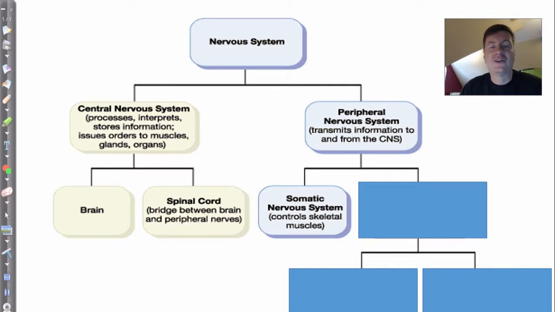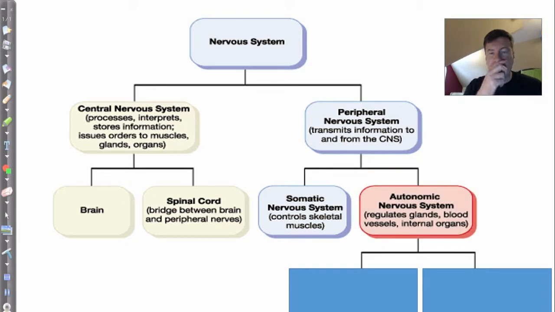So the somatic nervous system is voluntary control. These are the parts that you are allowed to control, you're allowed to move. The autonomic nervous system is involuntary.